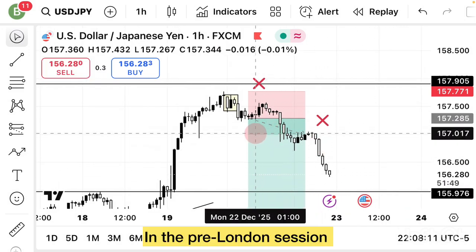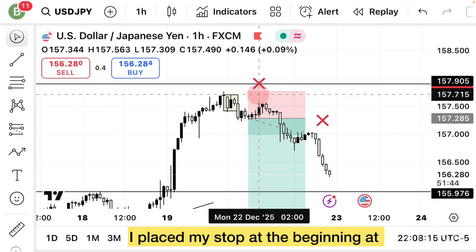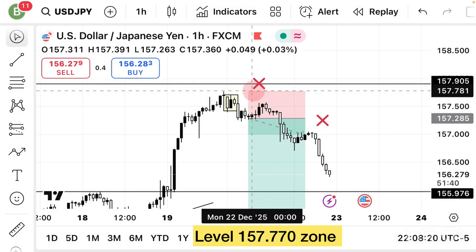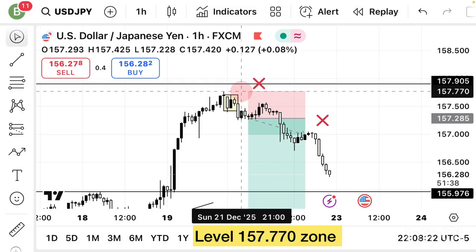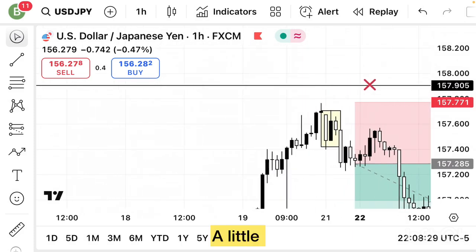I think in the pre-London session. So I took the entry over here. I placed my stop at the beginning at this level at 157.770 zone. But then after the market dropped a little bit, I adjusted my stop.